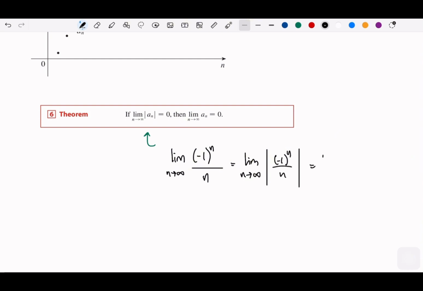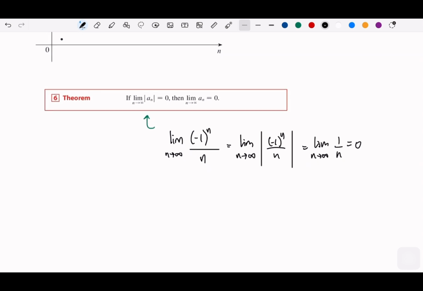And we say that the limit of 1 over n is going to be 0. So this limit exists and it converges to 0. But of course we need to know whether it converges or not, right? We need to convince ourselves whether this is true or not.